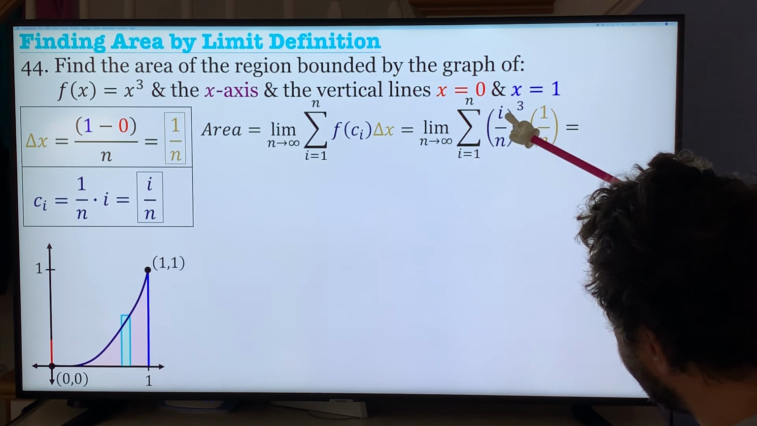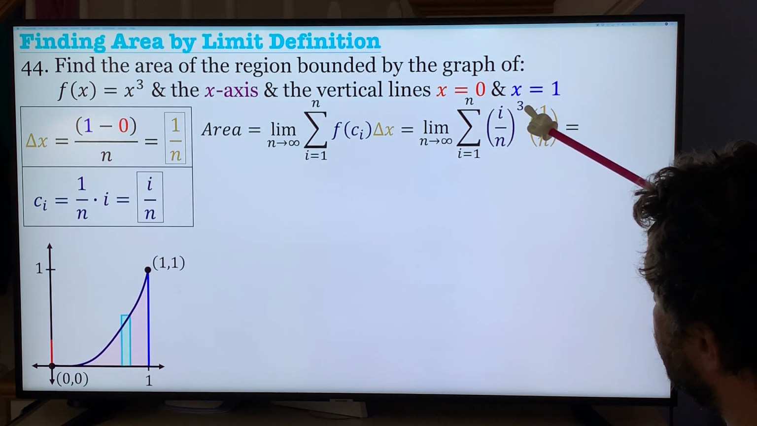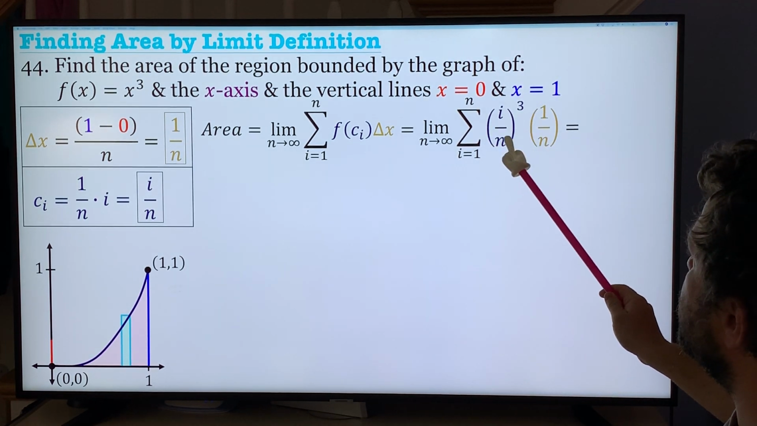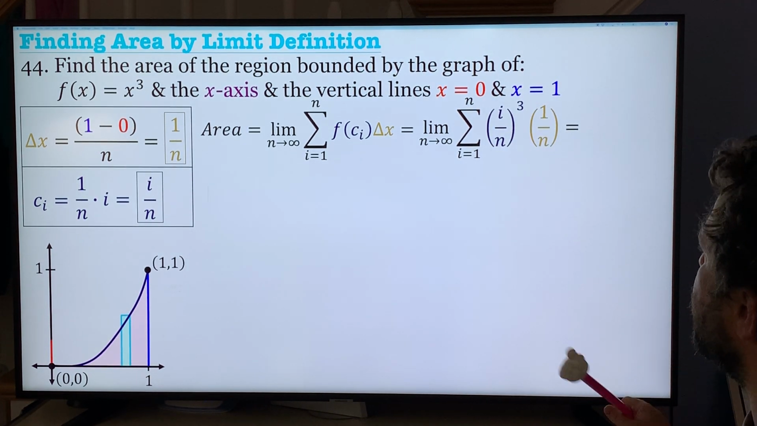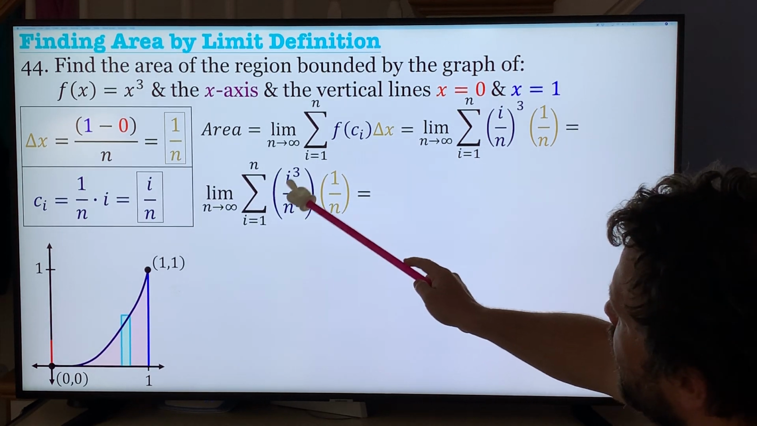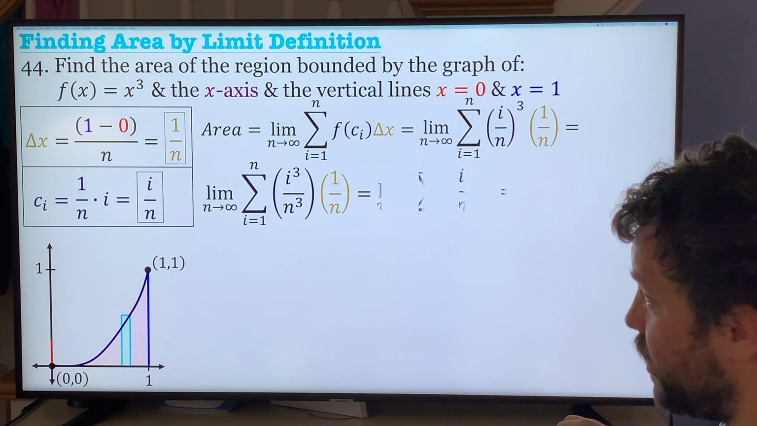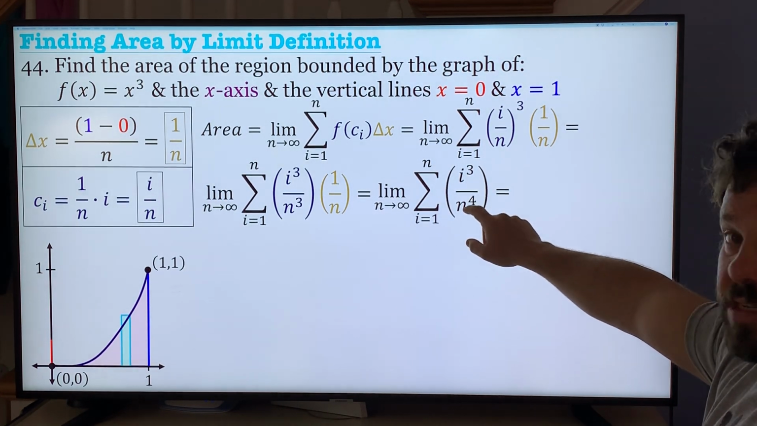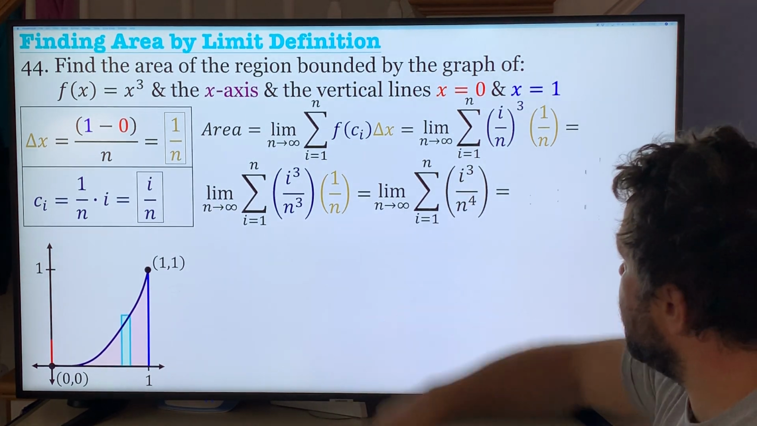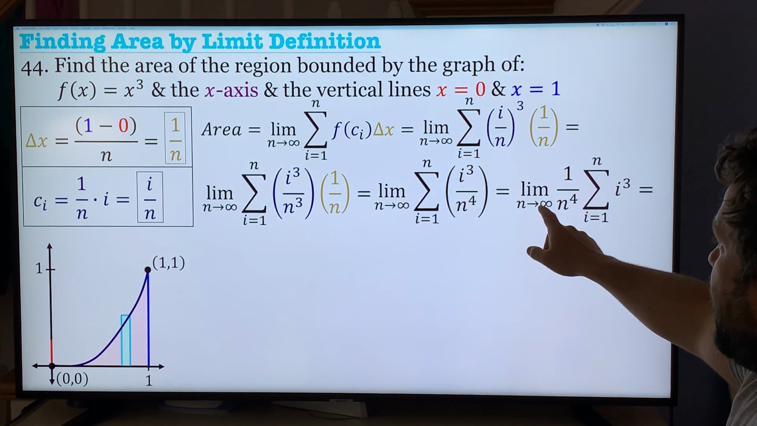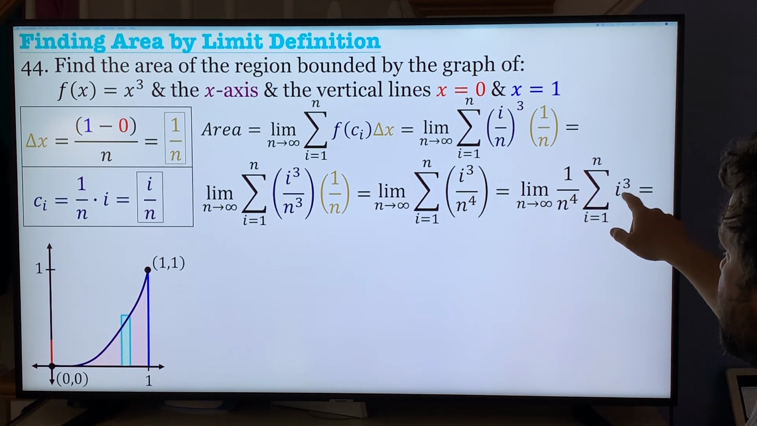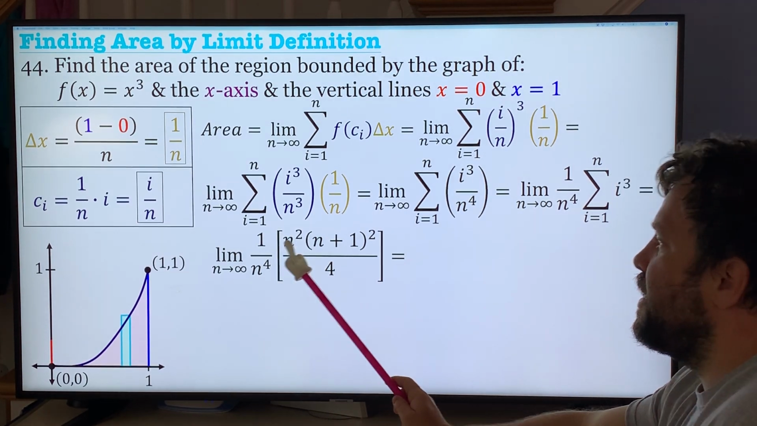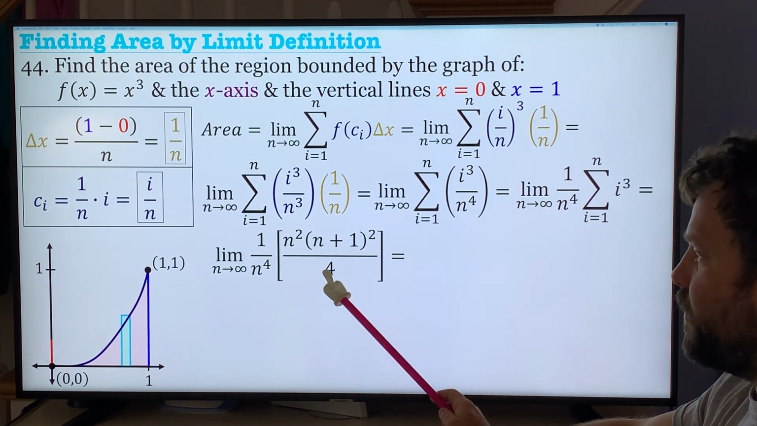All right, so we type this in, i over n cubed times 1 over n, right? I cubed over n cubed times 1 over n. I cubed over n to the 4th. Now, i is not a number, n is just a number, right? So we can pull the n to the 4th out front. So limit as n approaches infinity of 1 over n to the 4th times this. Now, we're going to use our i cubed formula. Our i cubed formula is n times n plus 1 squared over 4.